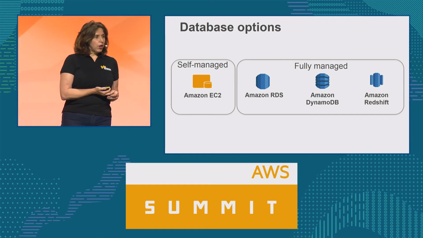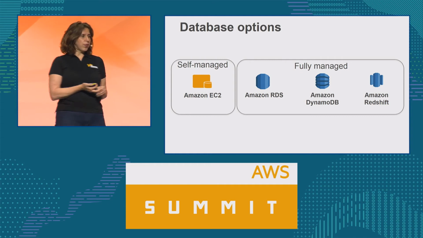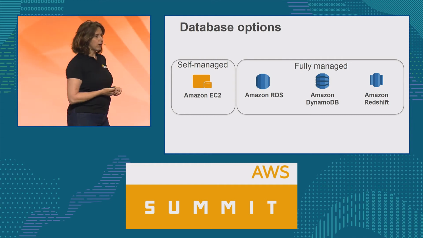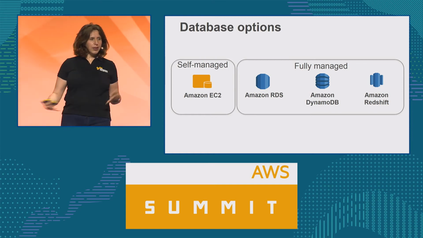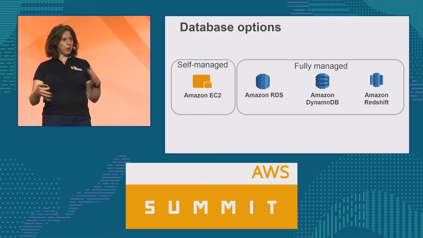The third one on that chart there is Amazon Redshift. So that's a petabyte scale data warehousing technology. I'm not going to use that today, but if you're doing that kind of big data application, then that would be the one to look at.